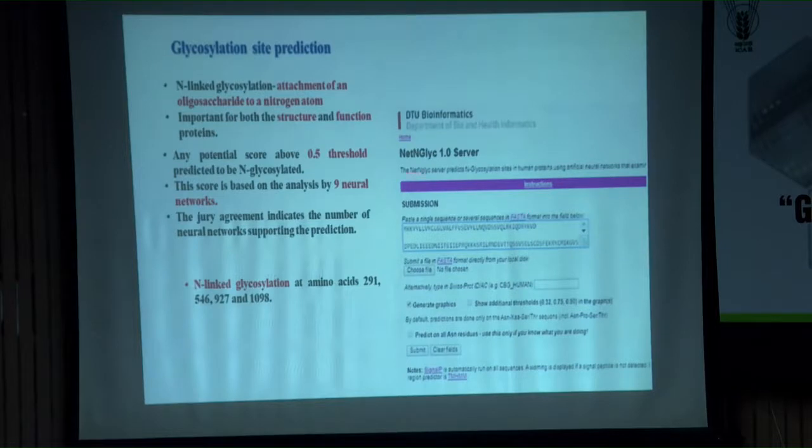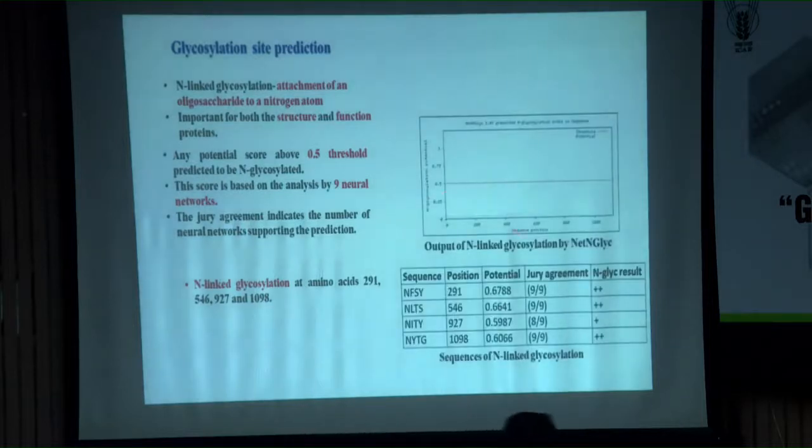There is one software, NetNGlyc. Okay, so you can use it, it is very simple to use. You have to put in the sequence and submit it. It will give you one output, and the output looks like this one. Okay, so here the cutoff value is 0.5, and any peak that crosses 0.5 is a site for N-linked glycosylation. So based on that, we identified amino acids at positions 291, 546, 927 and 1098 as sites for N-linked glycosylation.